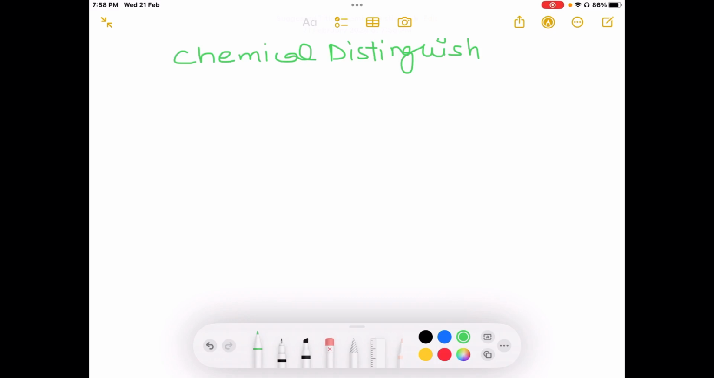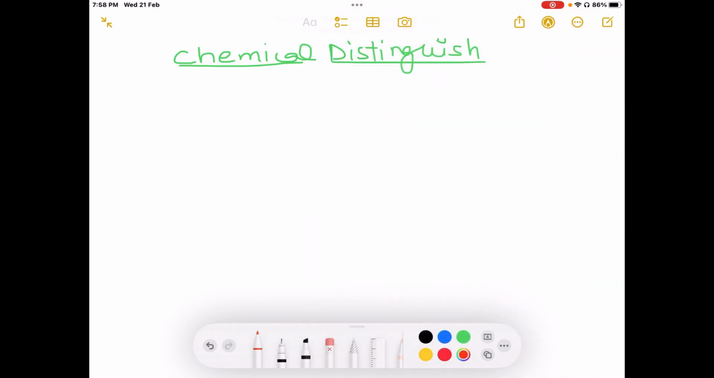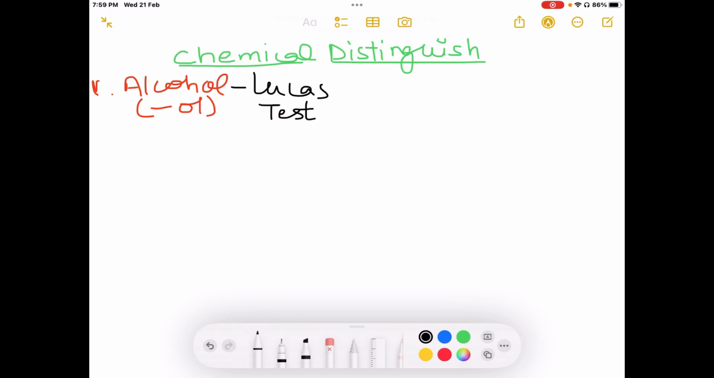Hello everyone. Today we discuss the chemical tests which we perform to distinguish functional groups in a given compound. First I'm taking is alcohol. Its suffix is ol. In case of alcohol, to distinguish between isomeric alcohols, we perform the Lucas test with the help of a Lucas reagent, which is a mixture of anhydrous zinc chloride and concentrated HCl.